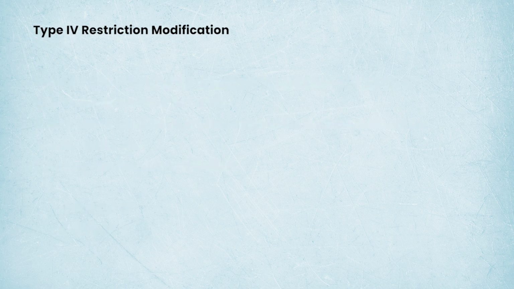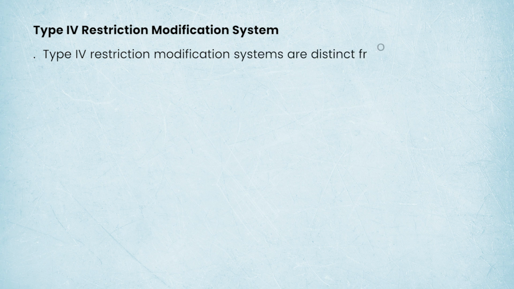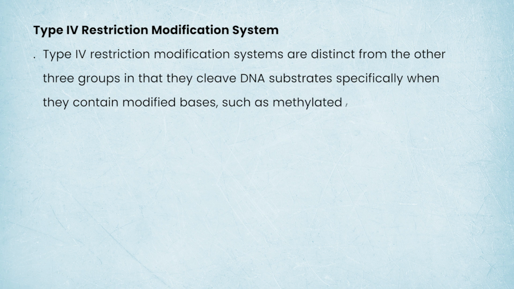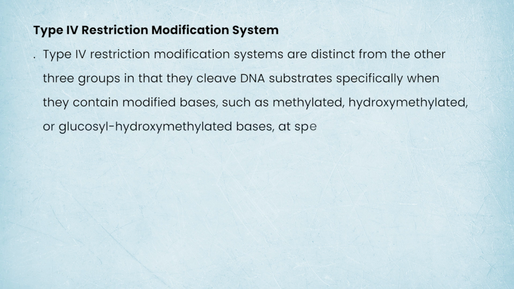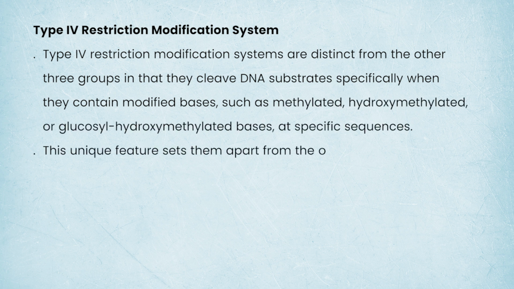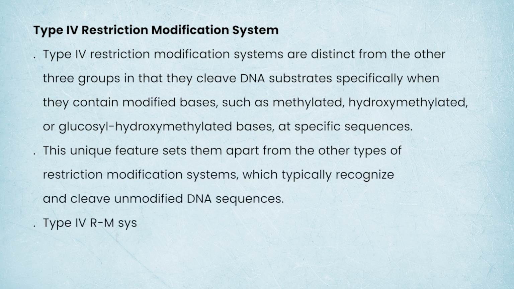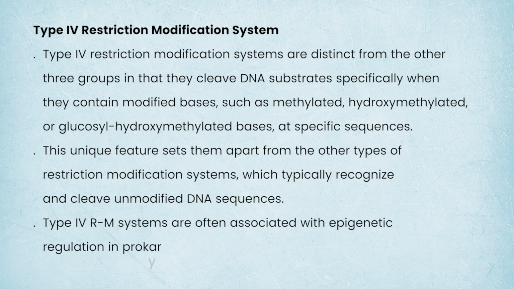Type 4, as I told you, because of new discoveries, is one more type of restriction modification system that we have now identified. They are distinct from the remaining 3 groups. What is very peculiar here is that it cleaves DNA substrates that contain modified bases. They cut only modified DNA, where methylation, hydroxymethylation, or glucosyl hydroxymethylation has happened. So why is it happening like this?